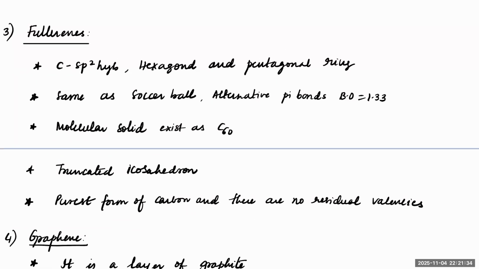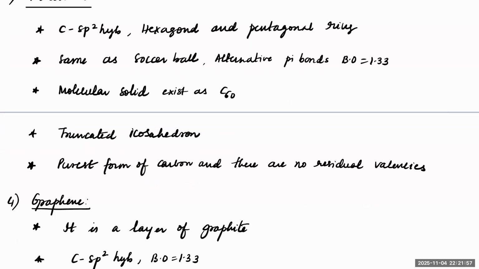Let's check out fullerenes. Fullerenes are sp2 hybridized carbons. They have hexagonal and pentagonal rings. They have similarities with a soccer ball. They have alternate pi bonds with a bond order of 1.33. It is a molecular solid that exists as C60, and the structure is called truncated icosahedral. It is the purest form of carbon, and there are no residual forces or residual valencies left over here.